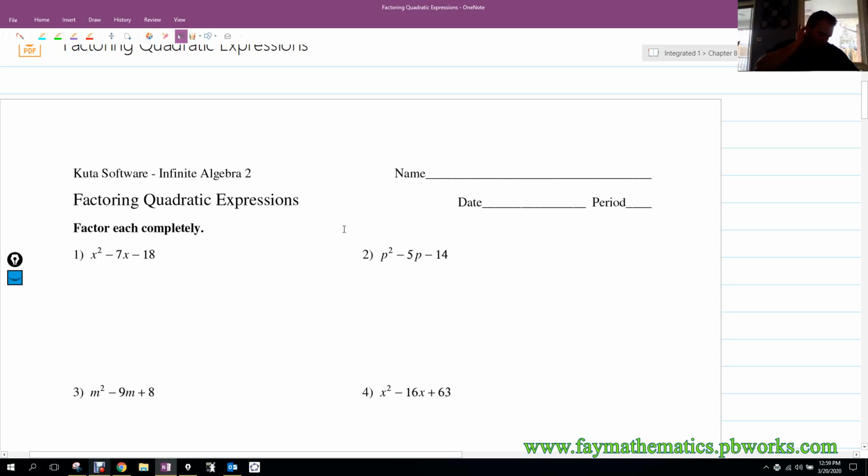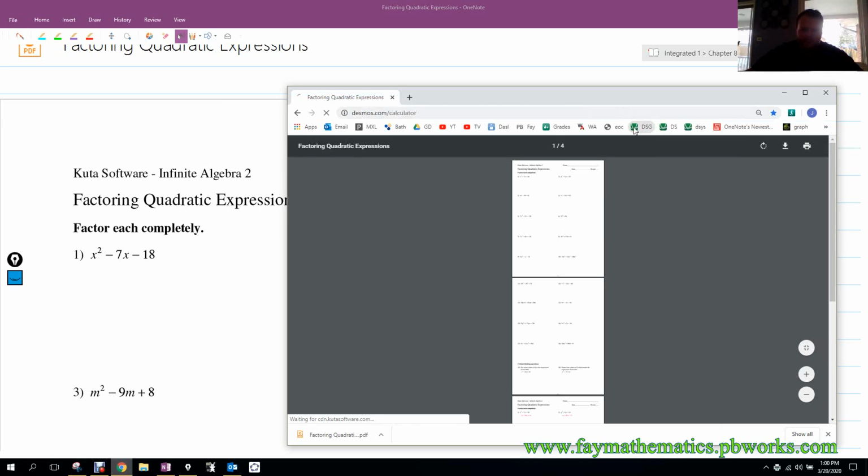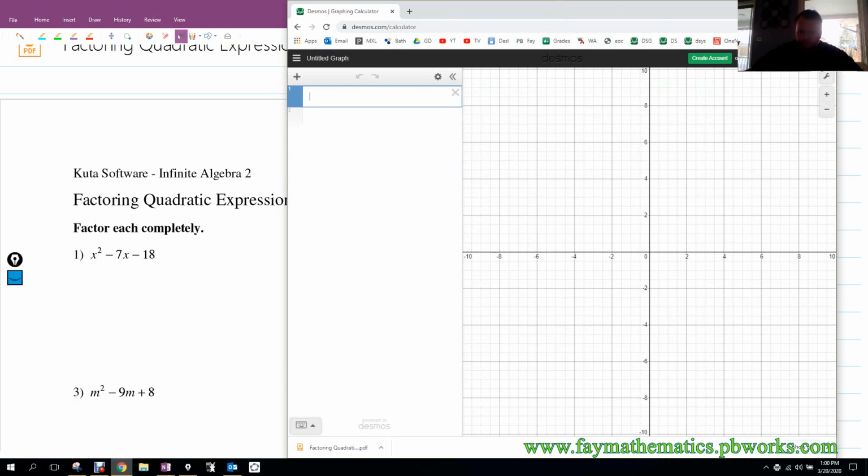Alright guys, I just wanted to give you an alternative way of factoring these. This is a direct link to what the graph of a quadratic equation looks like. So what we're going to do is open Desmos, and it's got to be the graphing one.